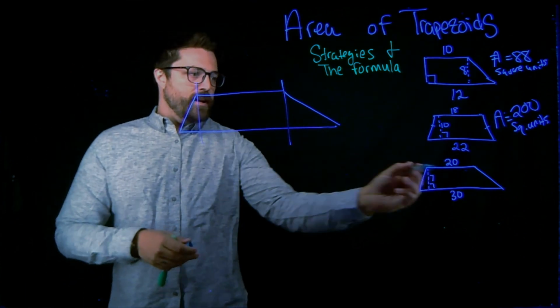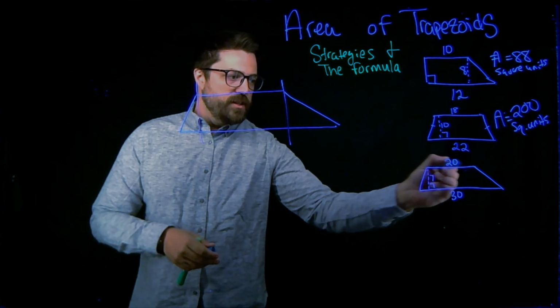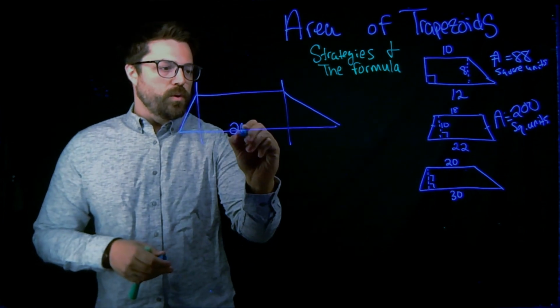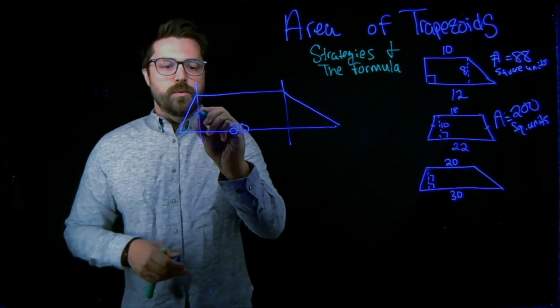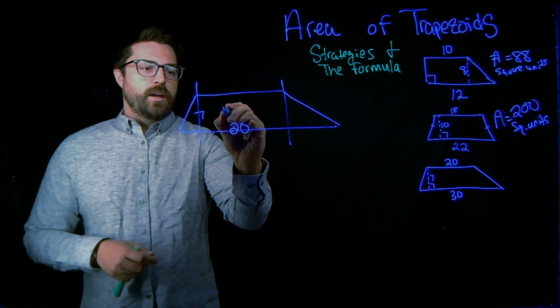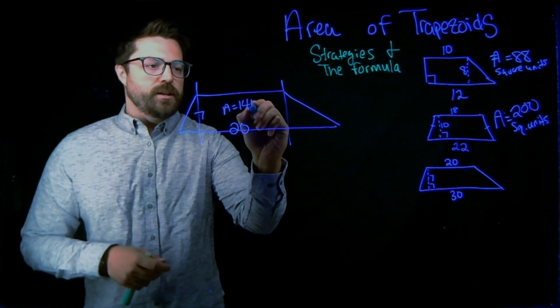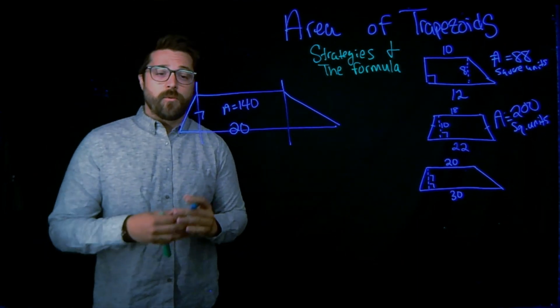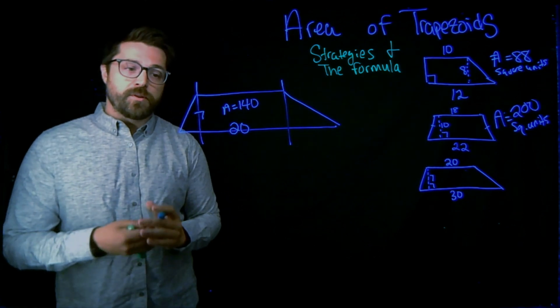The base of the rectangle, I can use this side here to figure that out. That's 20, and my height was 7, and so the area of the rectangle is going to be 140. Now we've got to figure out the triangles.